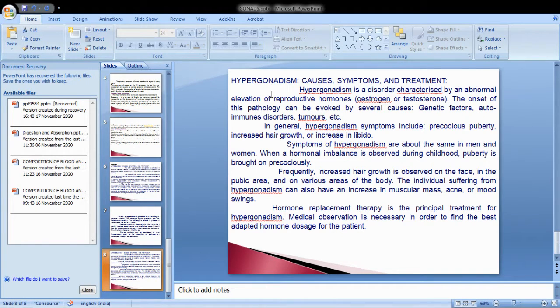Hormonal replacement therapy is the principal treatment for hypergonadism. Medical observation is necessary in order to find the best adapted hormone doses for the patient. Okay, treatment with medicines is enough.